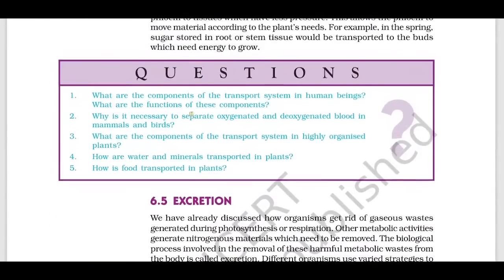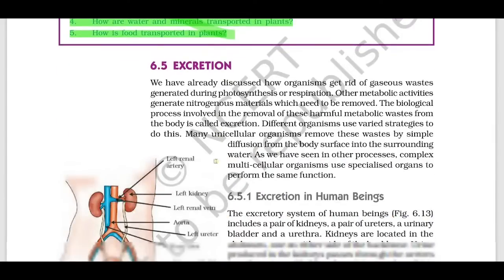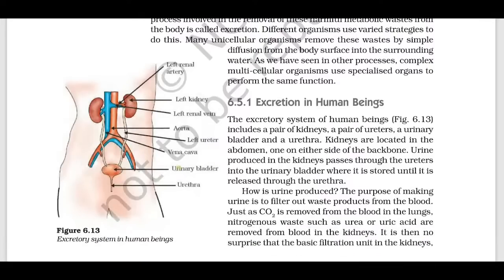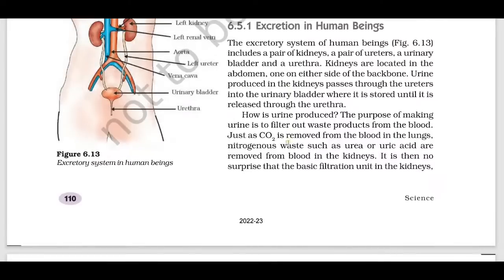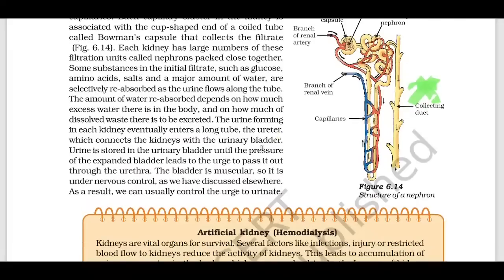And excretion. See all this from the unit life process; all the in-text questions are very important. Try to read all the in-text questions. And excretion in human beings: the function of each part, and also the definition of excretion, and how carbon dioxide is removed from the blood, and the function and structure of nephron is very important.